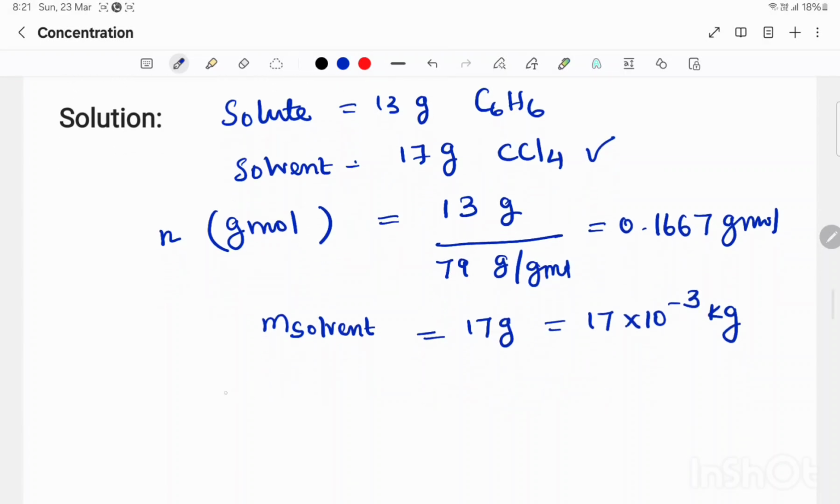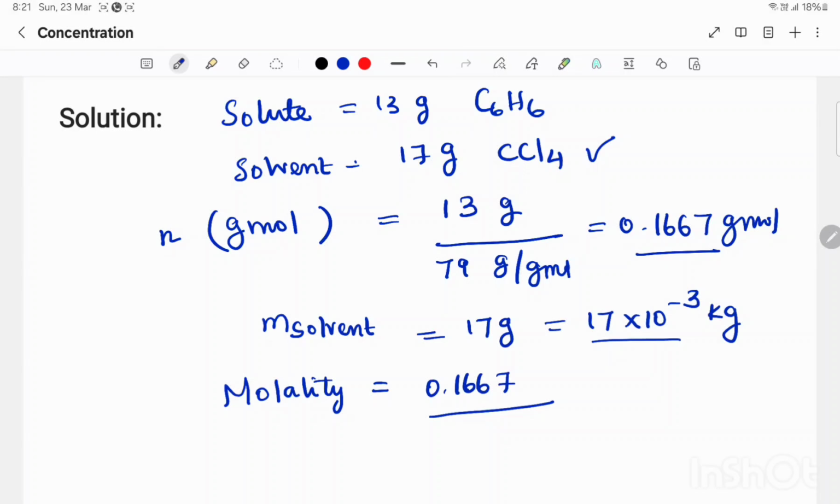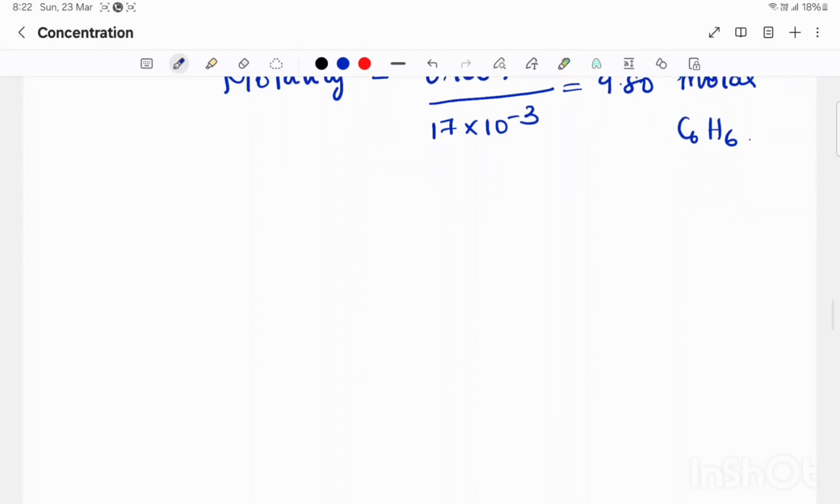So now let us calculate the molality. Molality is equal to number of gram moles of solute, that is 0.1667, divided by mass of the solvent, that is 17 into 10 raised to the power minus 3, which will give you 9.80 molal of C6H6. So till now we have discussed some simple problems based upon molarity and molality.